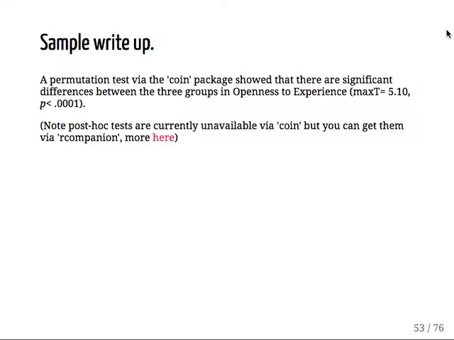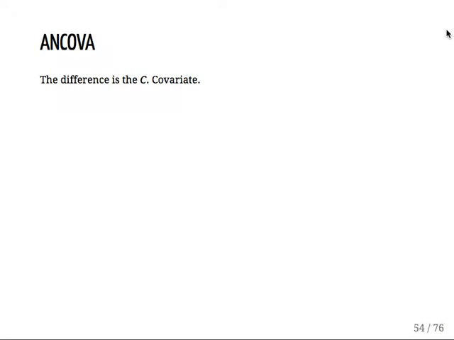Any questions so far? So everybody sort of understands the premise of a permutation test. Basically, you can think of your Excel spreadsheet and shuffling the data about and then seeing if your actual result is different from all the shuffled data.